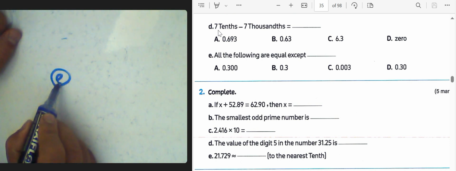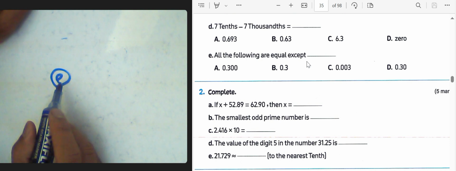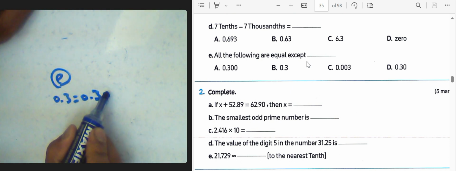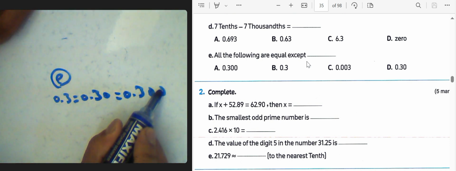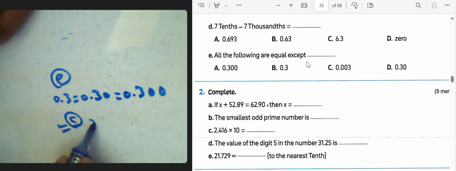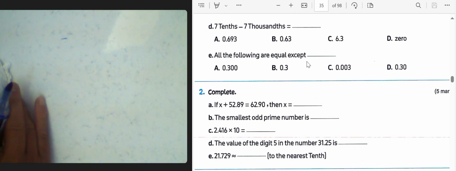Letter E. All the following are equal except what? We have 0.3 equal 0.30 equal 0.300. So the difference here will be letter C. Choose letter C because we have 0.003. It's not equality. Next, question number 2, complete.